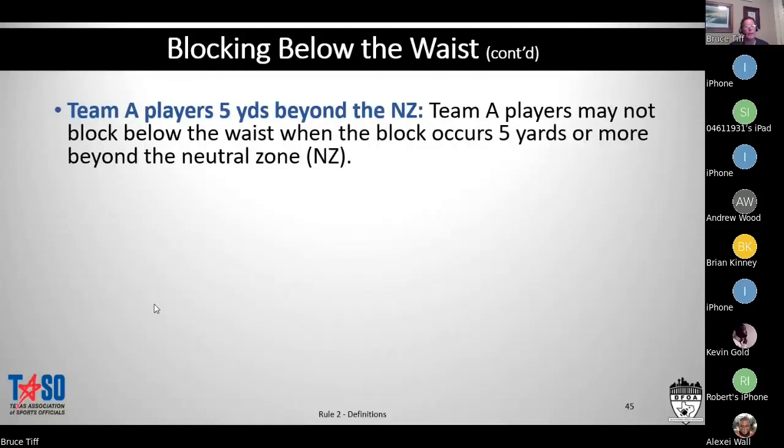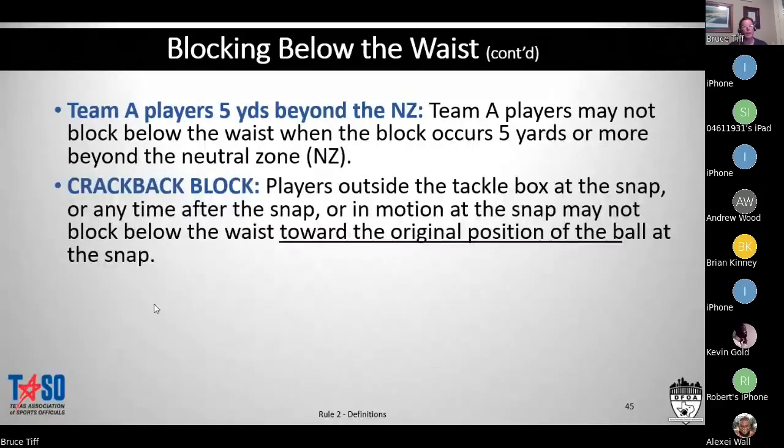And then we have crackback blocks. You hear this term a lot. All we're talking about there are players outside the tackle box at the snap, or in motion at the snap, who may not block below the waist toward the original position of the ball at the snap, at the snap or anytime after the snap. So if you were to draw a line from inline to inline through that football at the snap, they can't be coming back in and blocking somebody low below the waist. They're restricted from that.